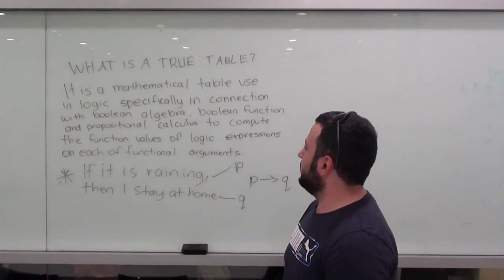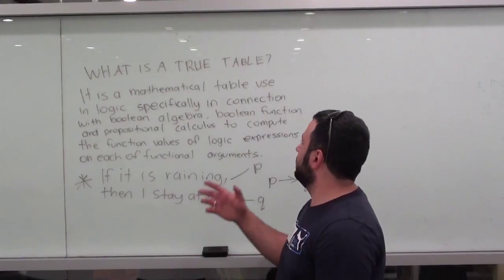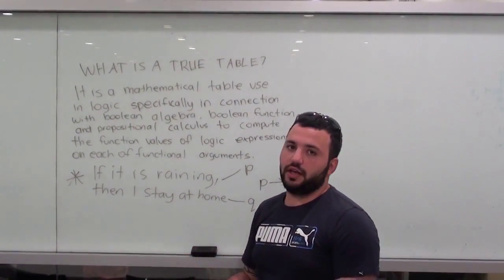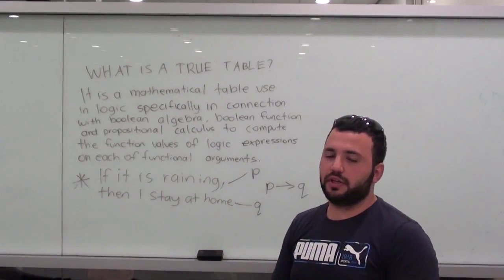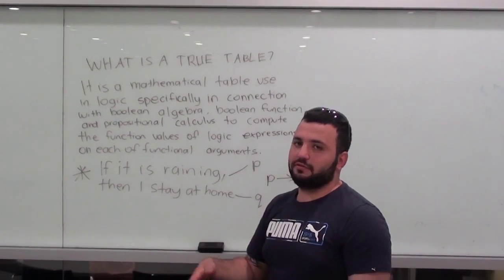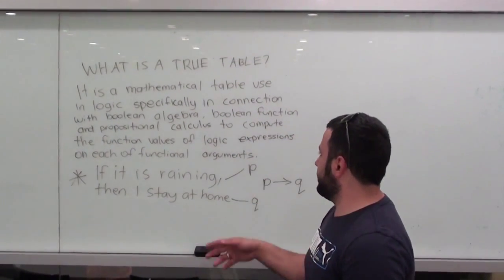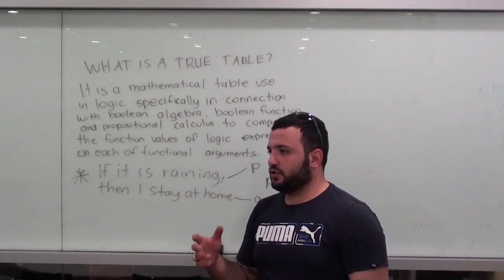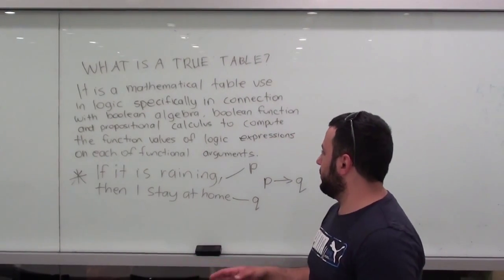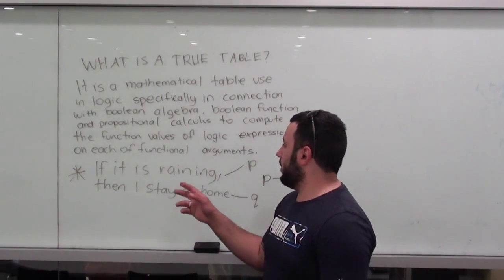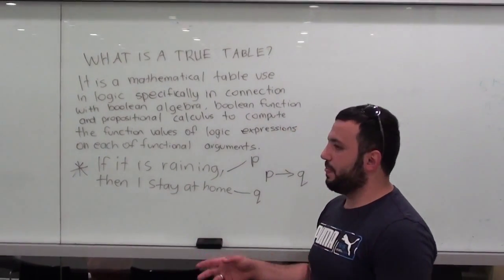What is a truth table? It's a mathematical table used in Boolean algebra, Boolean functions, and propositional calculus to compute all the function values of a logical expression on each functional argument.